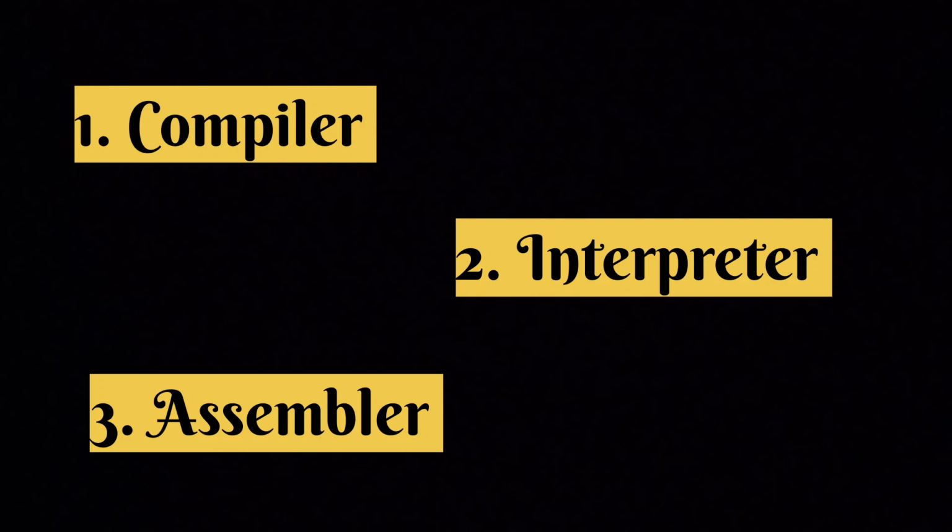Third one is assembler. An assembler translates assembly language code into machine code. It is used for low-level programming and is often used in system programming.